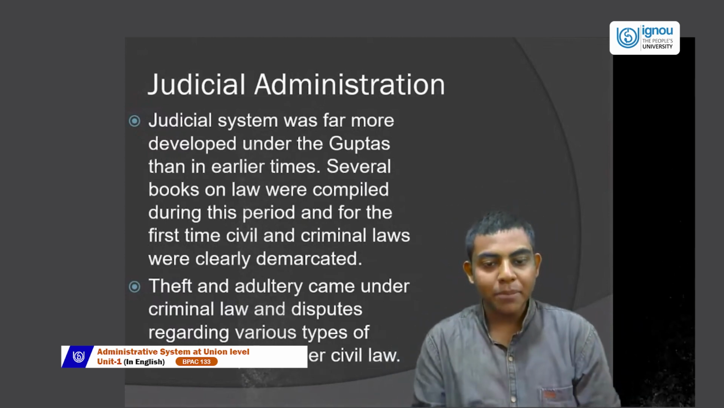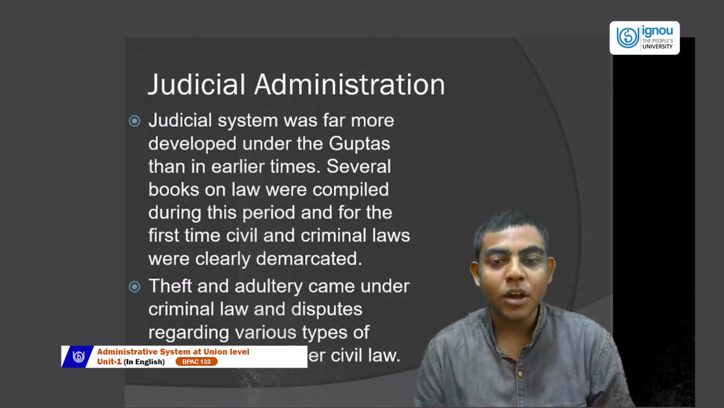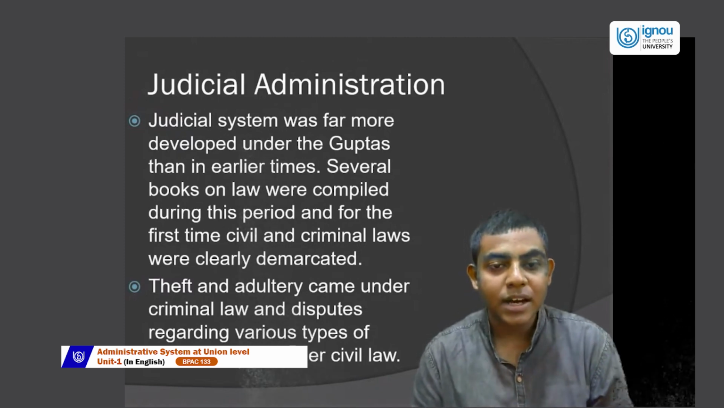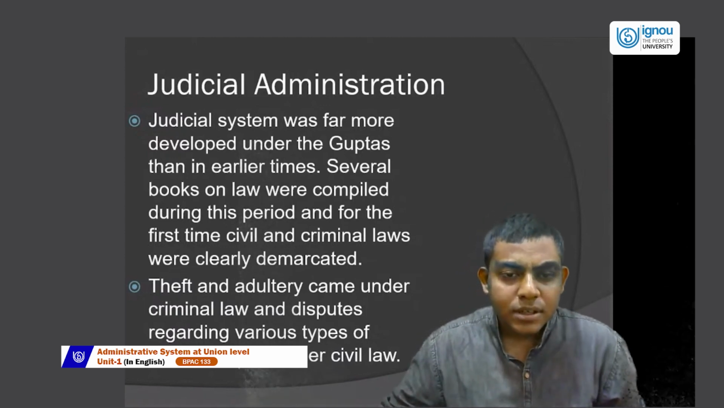So it was during the Gupta period only, for the first time, that civil and criminal laws were clearly demarcated, and the judicial system was highly developed. There were several books on law that were compiled during this period. Theft and adultery came under criminal law, and disputes regarding various types of property came under civil law during the Gupta period. So this was the judicial administration.